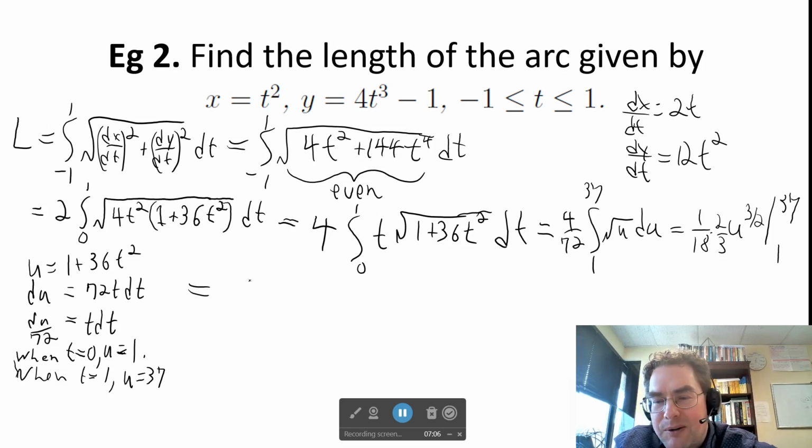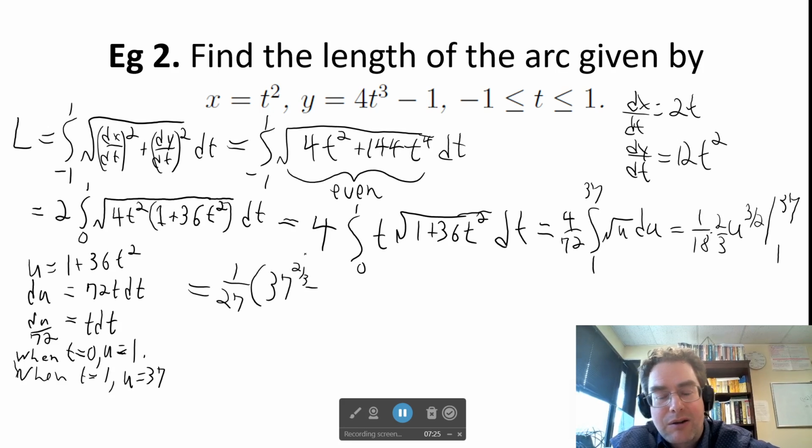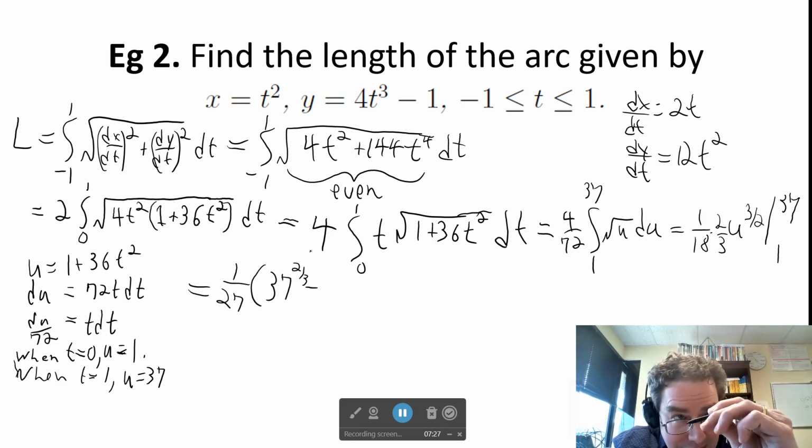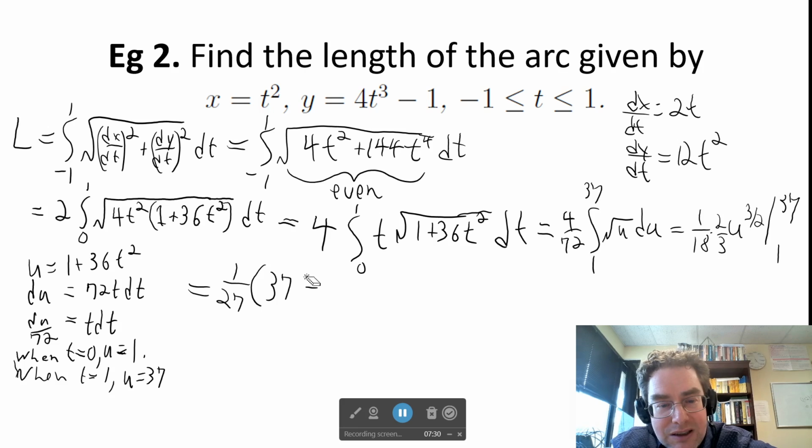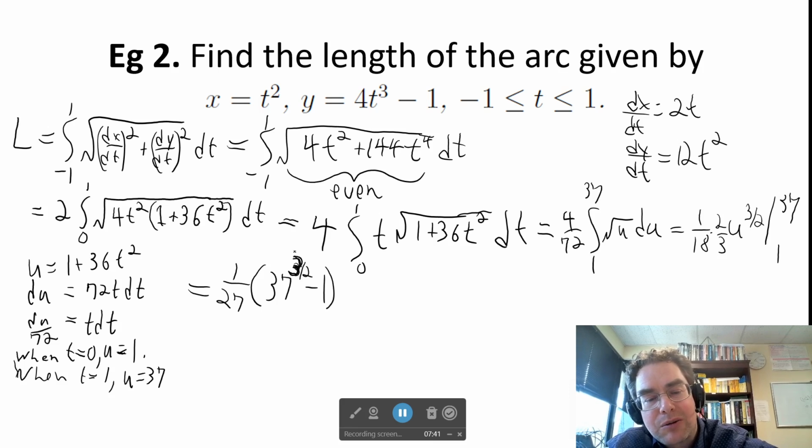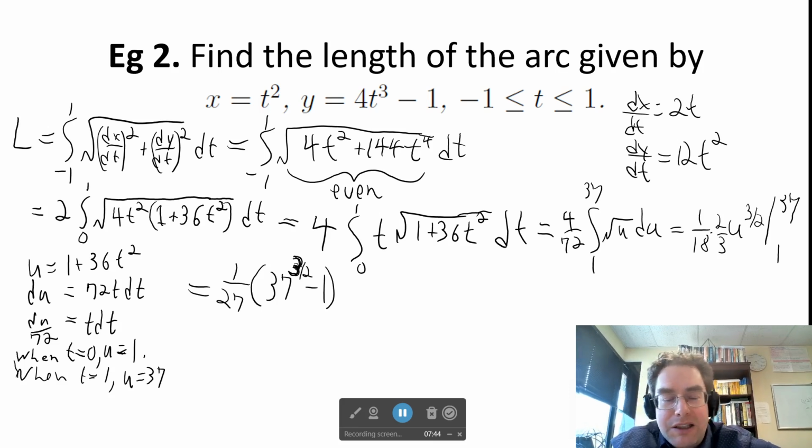So if we multiply our fractions together, 2 cancels with the factor of 2 in the 18. We get 1 over 9 times 3, which is 1 over 27. And then we're going to have 37 to the 3/2 minus 1 to the 3/2. That does kind of make a difference too. And 1 to the 3/2, of course, is just 1. You could rewrite the 3/2 power with a square root in there, but no big deal.